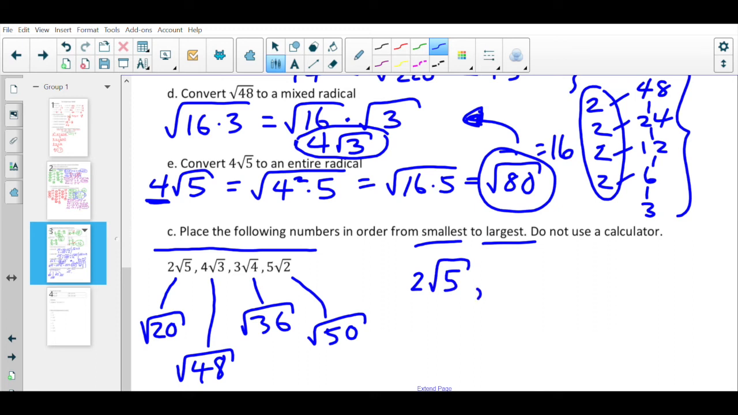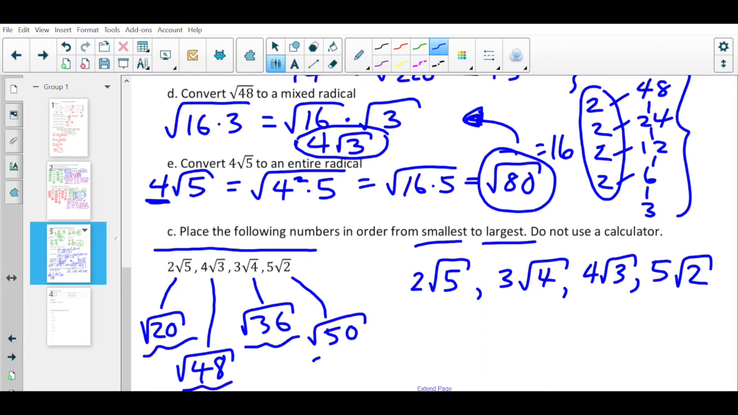The next largest is square root of 36, and we know that's the mixed radical of 3 square root of 4. And the next one is square root of 48, which is corresponding to 4 square root of 3. And the last one is square root of 50, which is 5 square root of 2. So to do these types of problems, you'll have to remember how to turn mixed radicals into entire radicals, and the comparison becomes much easier.